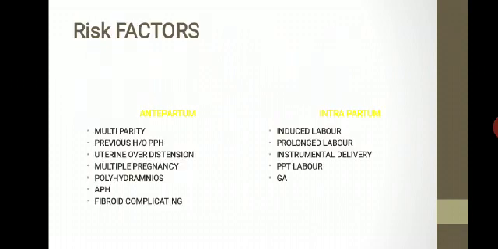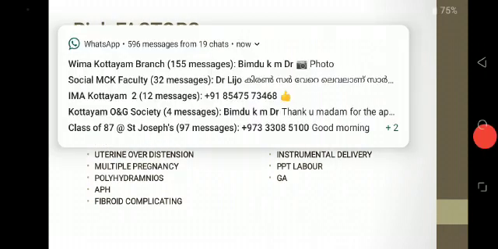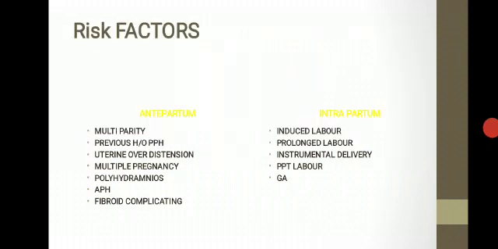And what are the risk factors for postpartum hemorrhage? In the antenatal period, the risk factors are multiparity, previous history of postpartum hemorrhage, uterine overdistension, then multiple pregnancy, polyhydramnios, antepartum hemorrhage, then fibroid complicating pregnancy. The intrapartum risk factors are induced labor, prolonged labor, instrumental delivery, precipitate labor, then when the patient is under general anesthesia.